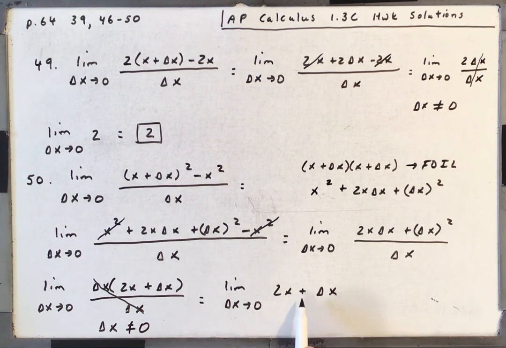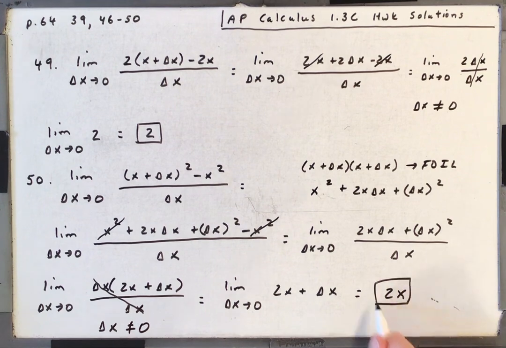All right, this is no longer indeterminate form. We took care of that when we canceled out the delta x over the delta x. So you plug a 0 into delta x, and all that's left is 2x. So you can take a limit and not just get a number. You can get something in terms of x, which will happen a lot in Chapter 2. So there you go. Beautiful.